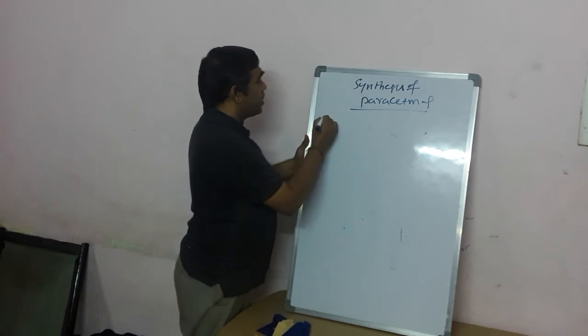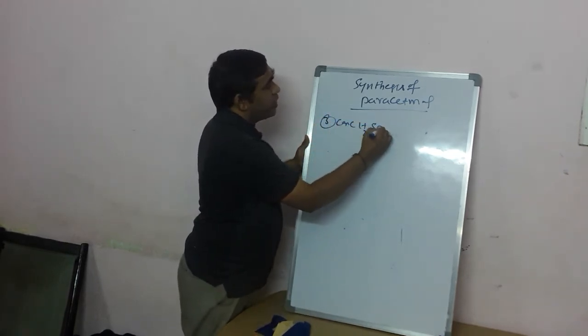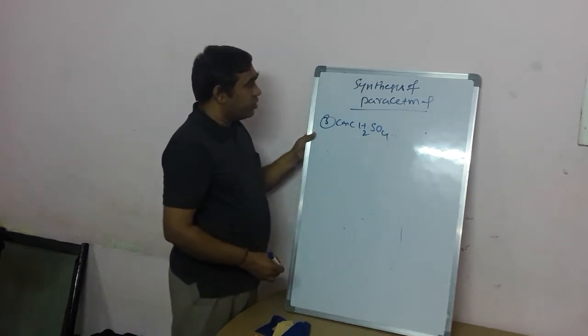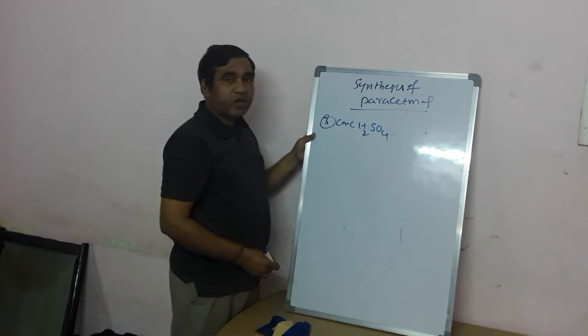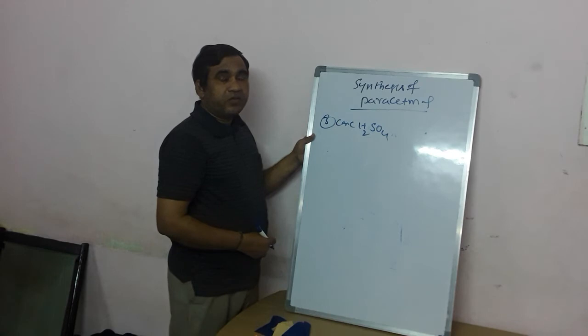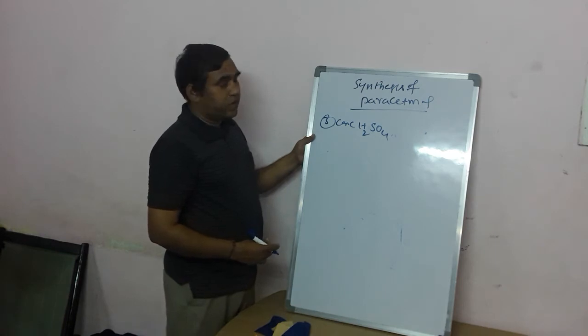Third one is concentrated H2SO4. Here, concentrated H2SO4 acts as a catalyst. A catalyst is defined as a substance that does not participate in the chemical reaction. It increases or decreases the rate of reaction by changing the reaction path. If it increases the rate of reaction, we call it a positive catalyst. If it decreases the rate of reaction, we call it a negative catalyst. Here H2SO4 acts as a positive catalyst.